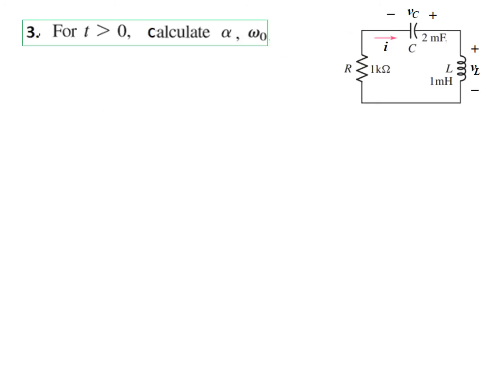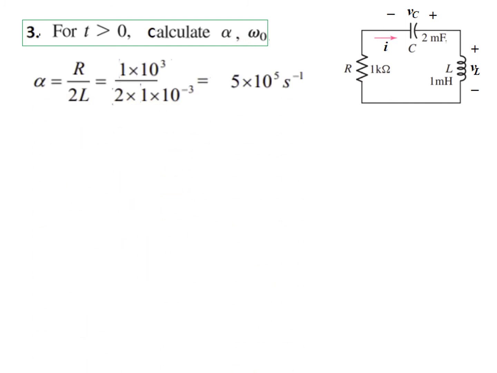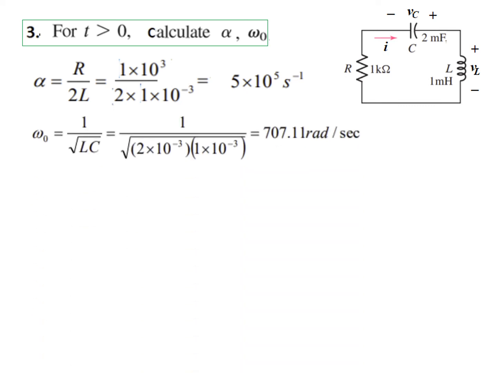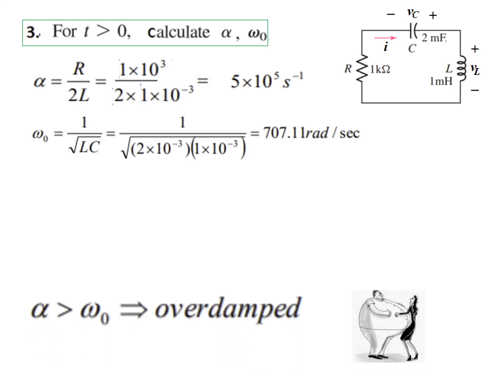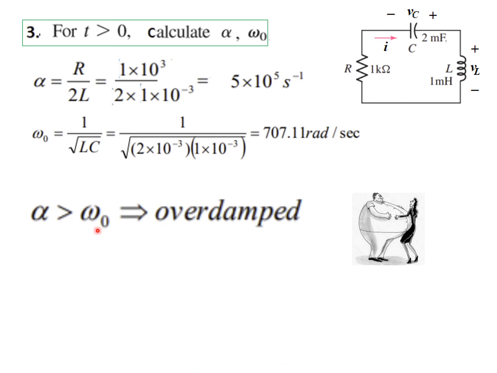So in step 3, we need to calculate alpha and omega. Plugging in the values of R and L in the formula for alpha, we get 5 into 10 raised to the power 5 for alpha, and similarly omega comes to be 707.11 radians. So now you can see that alpha is much greater than omega, and if you recall, when alpha is greater than omega, then we have an overdamped case.